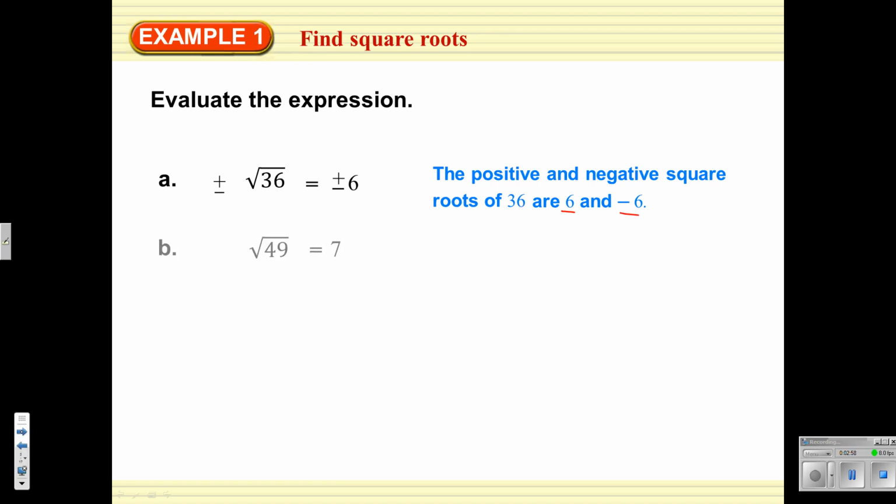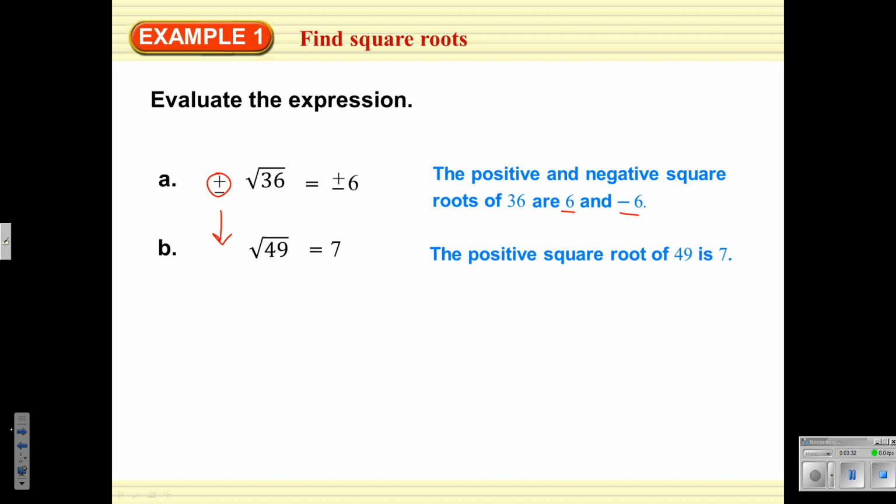Okay, for letter B, the square root of 49. Since I don't have this symbol out front of that radical sign, I want the positive square root. The positive square root of 49 is just 7. If you want the positive and negative, generally you put it out front, or you look at it and see that it's positive and negative. If they don't have that, sometimes, not always, you can assume they just want the positive square root of 49. Not always. We'll talk about that later.